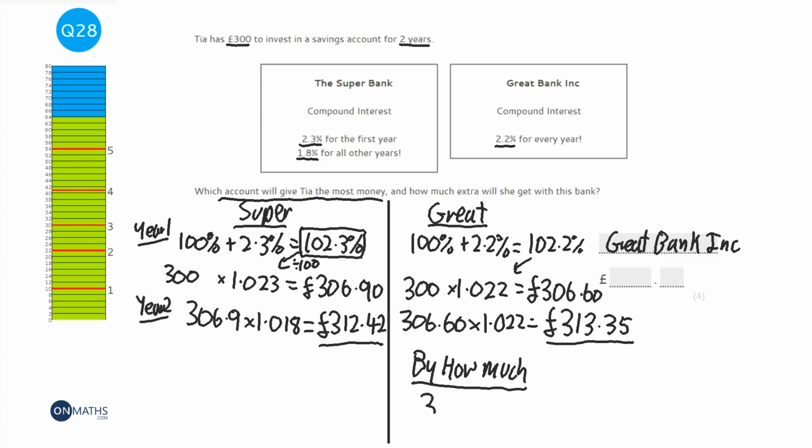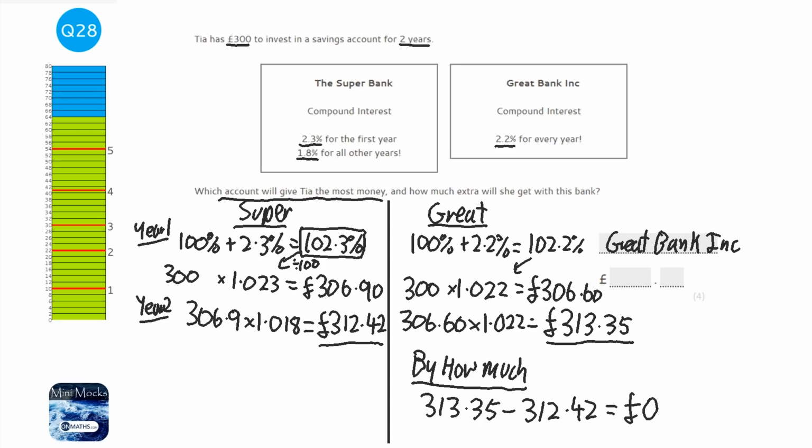So I'm going to do 313.35, take away 312.42. And I get the answer of 93p. So £0.93.